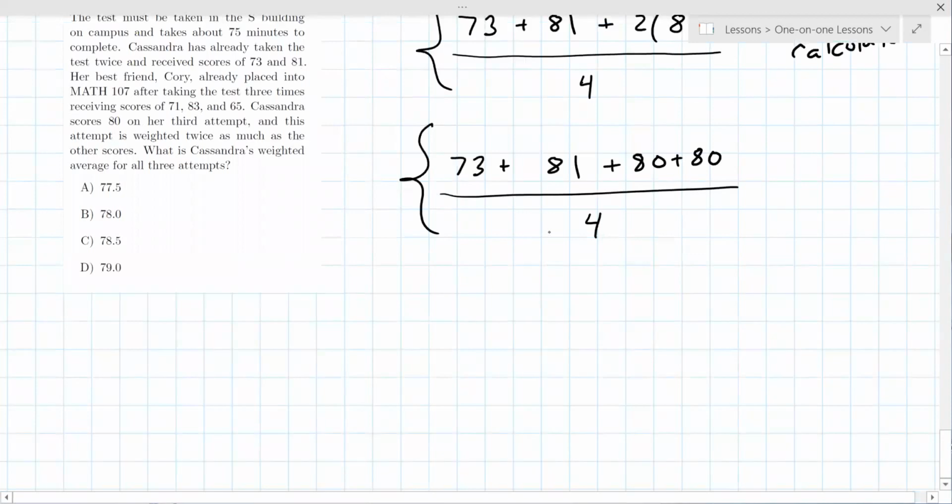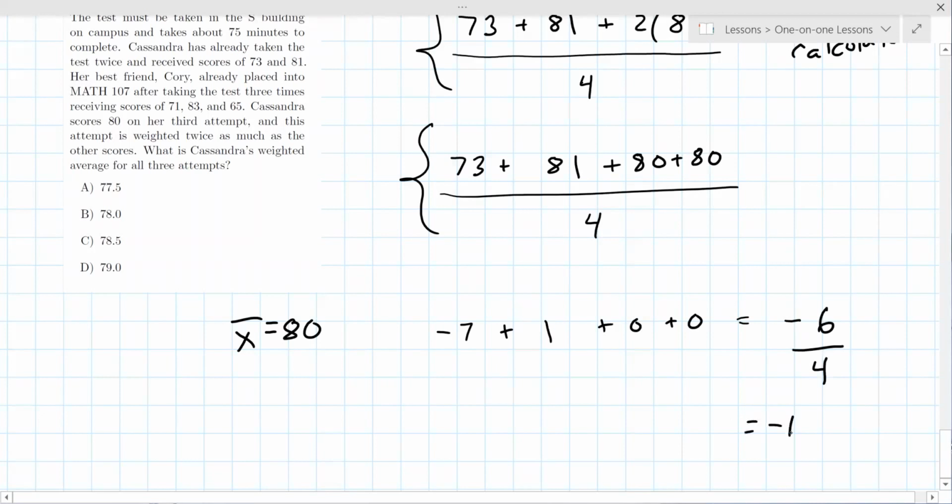We're gonna arbitrarily choose 80 as being the average, even though that's wrong. And then we're going to do the same thing. So how far is 73 from 80? It's -7. 81 is +1. +1. And then these are 0 and 0. So what does this equal? -6. If you divide this by 4, you get -1.5.